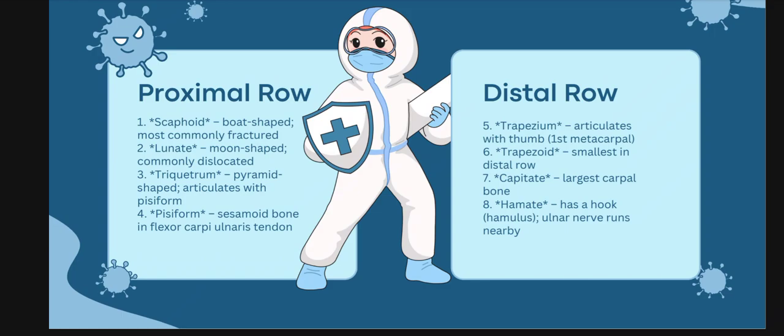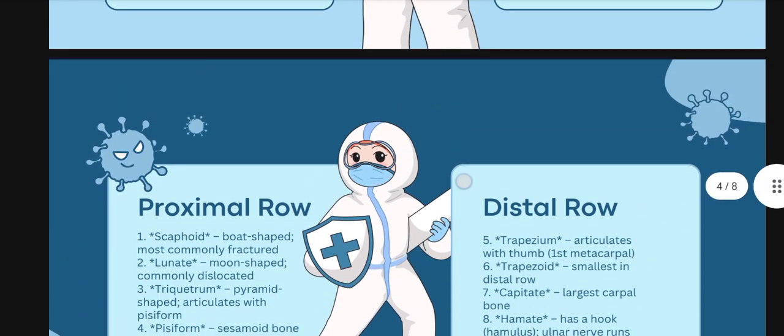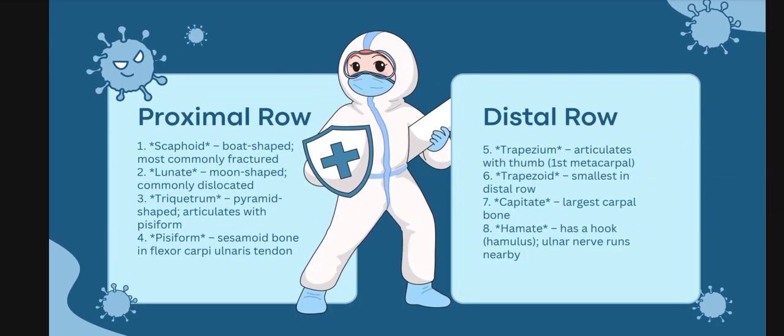So: boat-shaped bone, scaphoid; moon-shaped bone, lunate; pyramid-shaped bone, triquetrum. Which is the bone that is commonly dislocated? That is lunate. Which is most commonly fractured? Scaphoid. Which is the sesamoid bone present in the carpal bones? That is pisiform. Now next question: which one is the largest carpal bone? That is capitate. The smallest carpal bone in the distal row? Trapezoid. Then hamate, it has a hook.